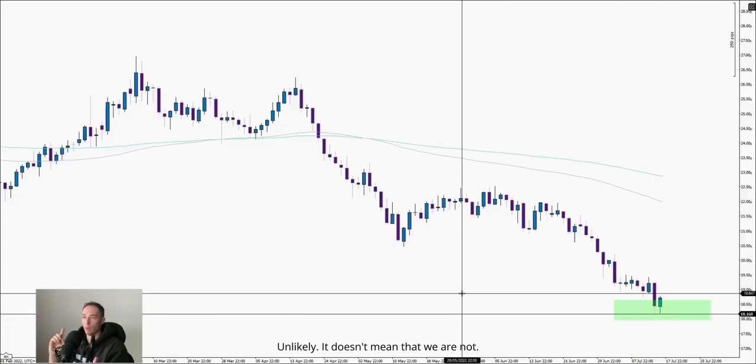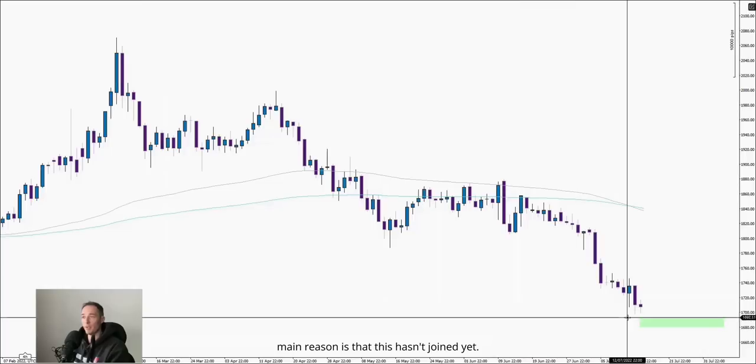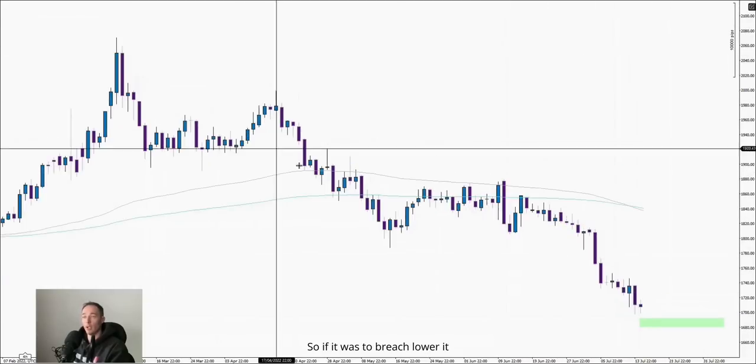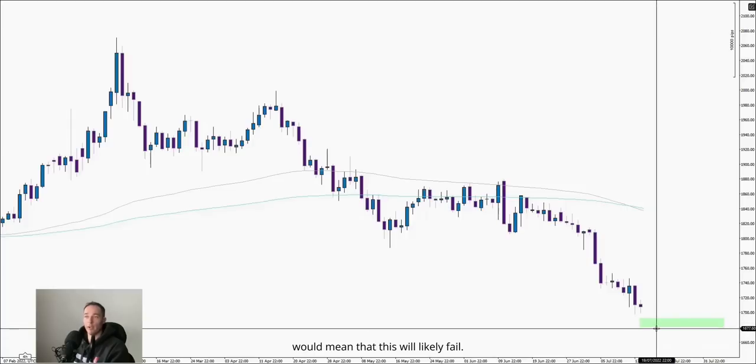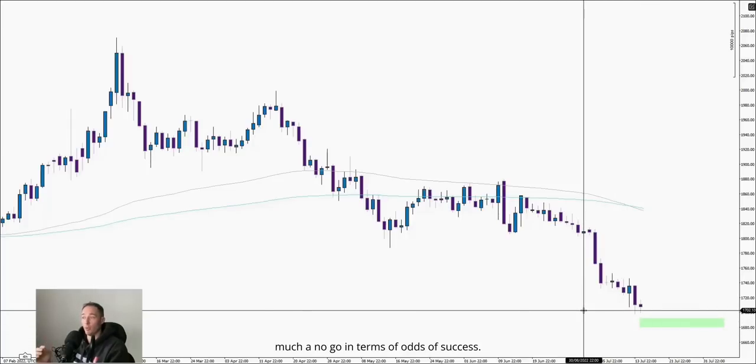Unlikely doesn't mean that we won't. It's unlikely for a couple of reasons, and the main reason is that this hasn't joined yet. If it was to breach lower, it would likely mean that this will fail, and it's kind of warning me that this is pretty much a no-go in terms of odds of success. However, with all the technicals I've got, this is something I would still try. This is just increasing my odds of success, which I don't really need, but that's not the point here.